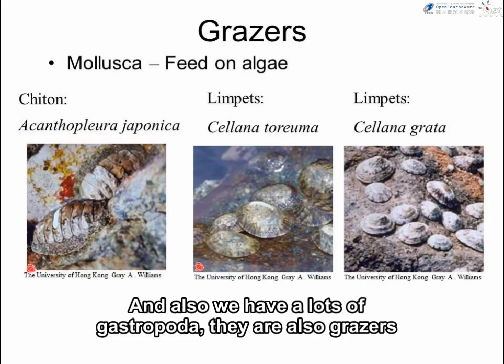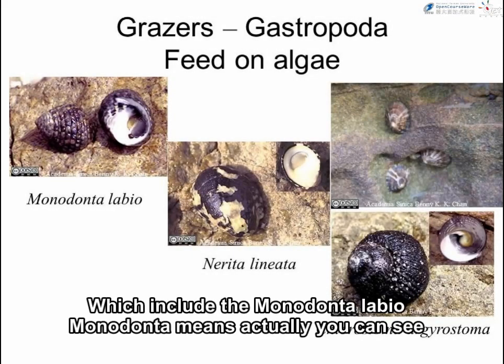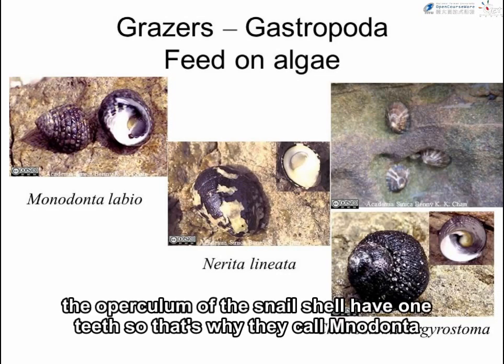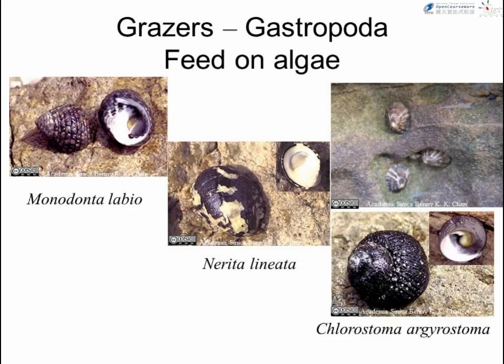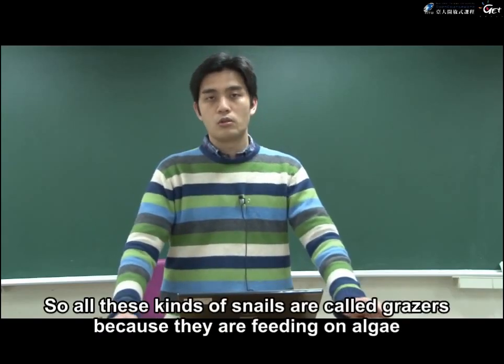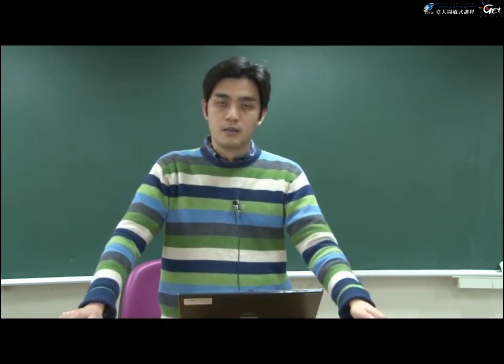And also we have a lot of gastropods. They're also grazers, which include Monodonta labio. Monodonta means that you can see the operculum of the snail shell has one tooth, so that's why they call it Monodonta. And then you'll find other snails, Nerita, and also Chlorostoma on the low shore. All these kinds of snails are called grazers because they're feeding on algae.